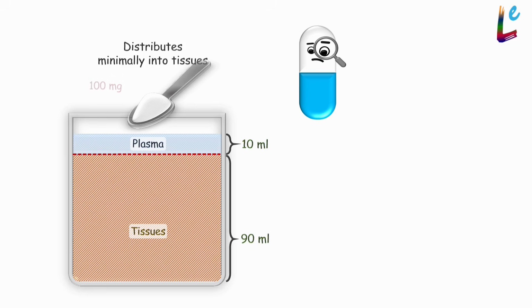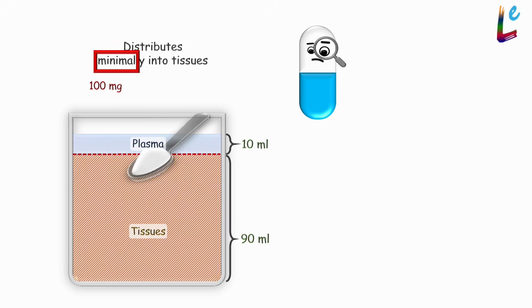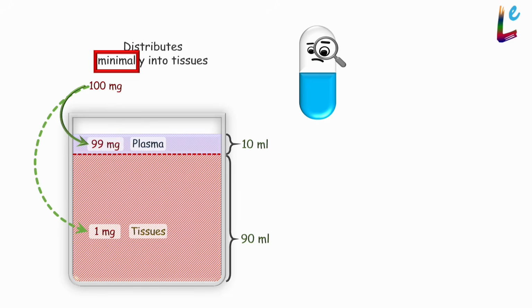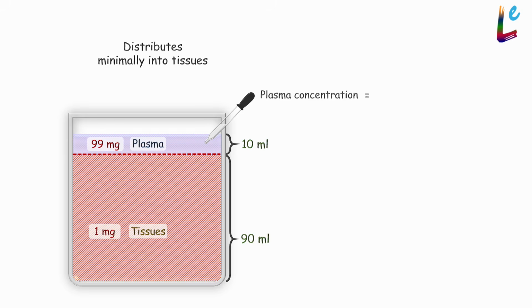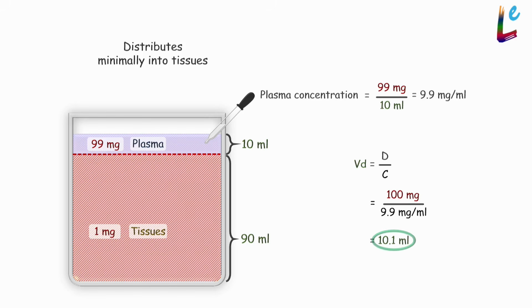Let's add 100 milligrams of a drug, and since the distribution into tissues is minimal, assume that a mere 1 milligram distributes into tissues. 99 milligrams remains in plasma. Then the plasma concentration would be 99 milligrams in 10 ml, that is 9.9 milligrams per ml. Now let's calculate the apparent volume of distribution of this drug. Vd is equal to D by C is equal to 100 milligrams divided by 9.9 milligrams per ml, which is equal to 10.1 ml. Take a closer look.